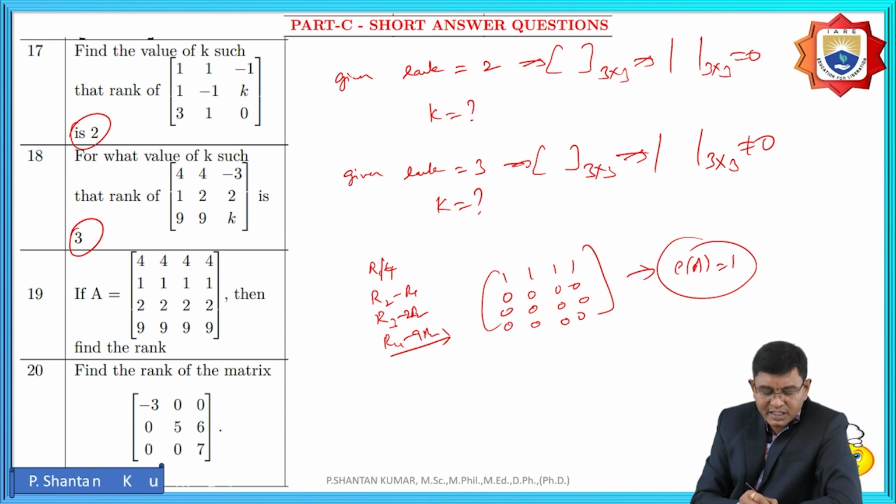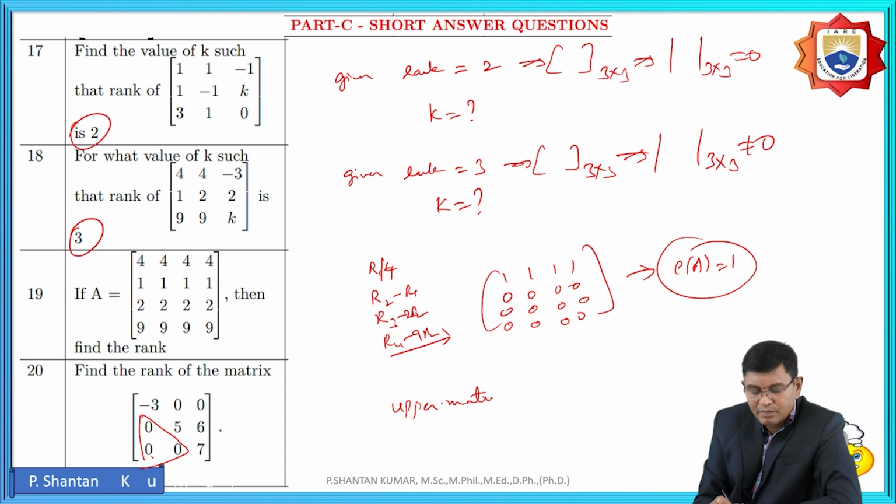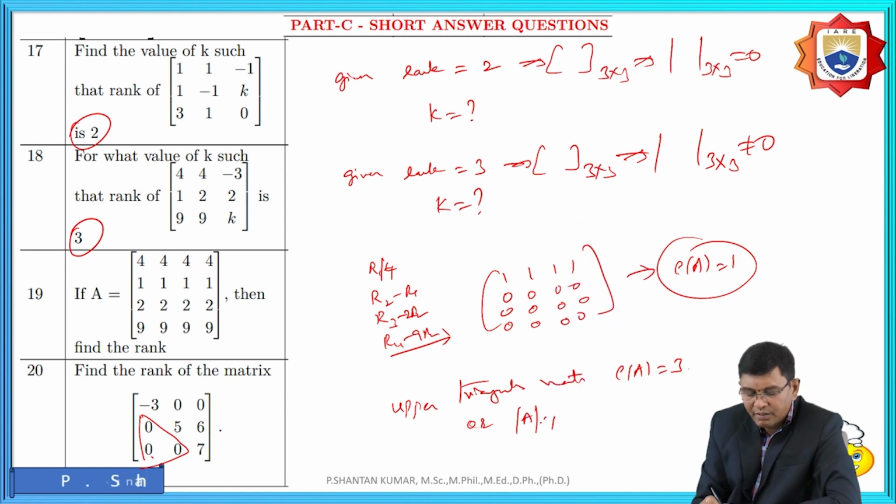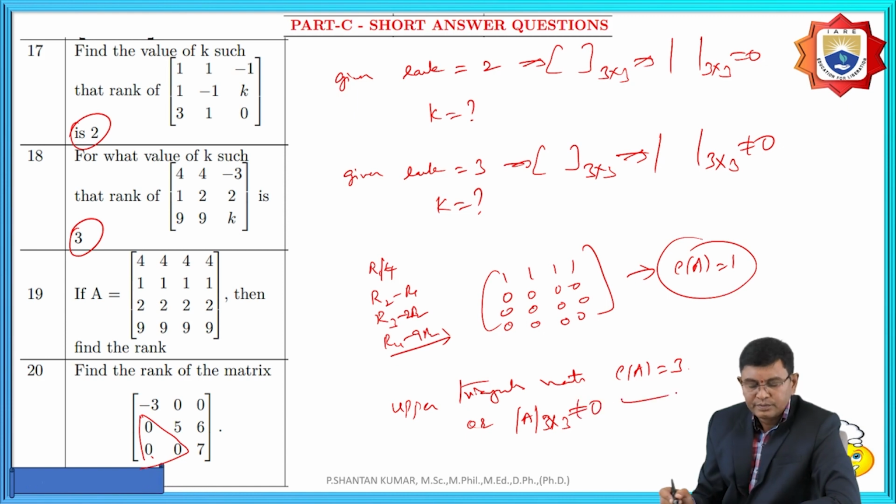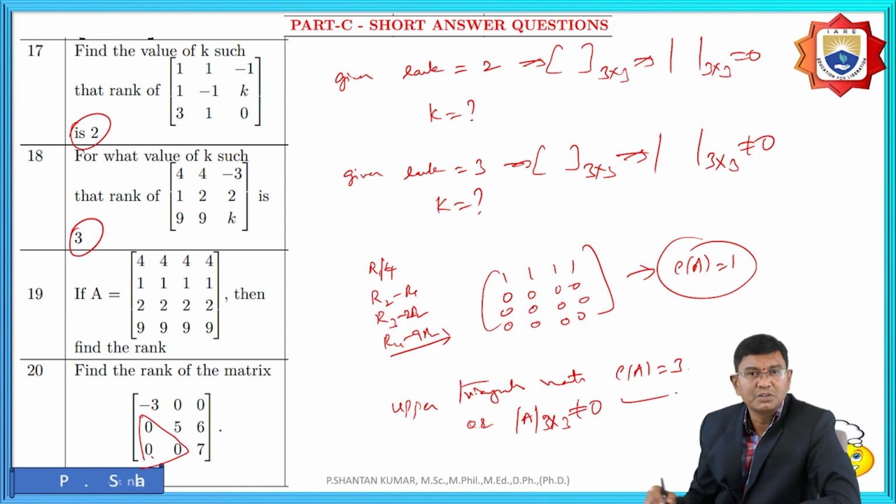Find the rank of a matrix here also. The matrix is an upper triangular matrix. The rank of A is equal to 3, and the determinant of the 3 by 3 matrix is also not equal to 0. Therefore it is also about finding the solutions.